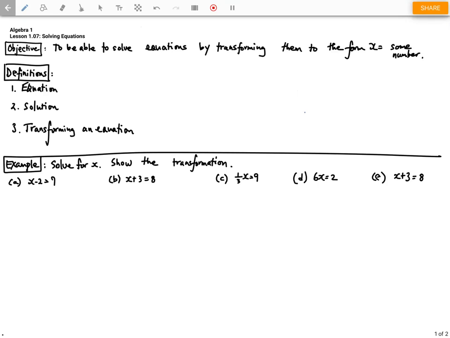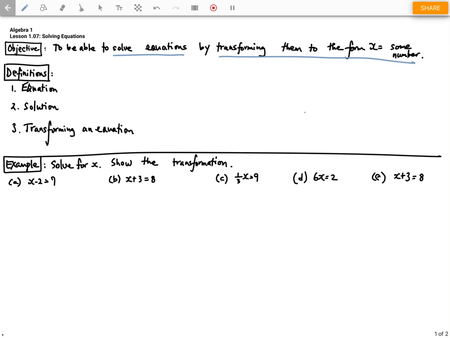Welcome back to Algebra 1, Module 1, Lesson number 7. Today's topic is solving equations. The objective of today's lesson is to be able to solve equations by transforming them to the form x equals some number. So let's start with some definitions.